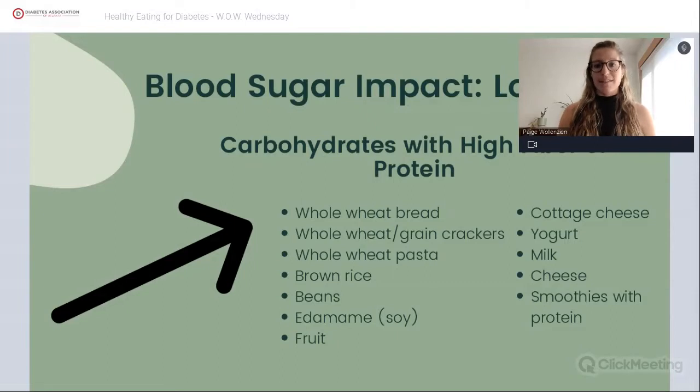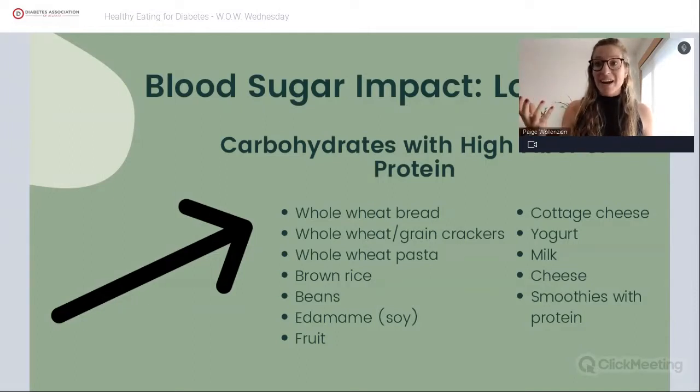So these are going to be things like those dairy or non-dairy substitutes. So things like cottage cheese, yogurt, milk, other cheeses, a smoothie where you might add some protein, maybe in the form of protein powder or yogurt or milk. Any of the non-dairy substitutes can also fit in this category as well if they do contain a sufficient amount of protein. So I don't have a slide for this, but I wanted to touch on it briefly.